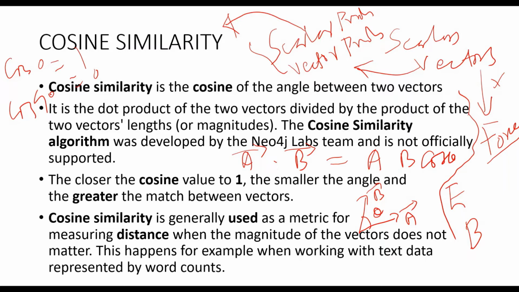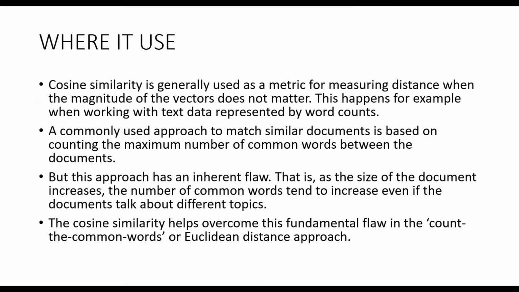Cosine similarity is generally used as a metric for measuring distance when the magnitude of the vectors does not matter. That is very important. This happens, for example, when working with text data represented by word counts. So we can use this in NLP when we work with text data.